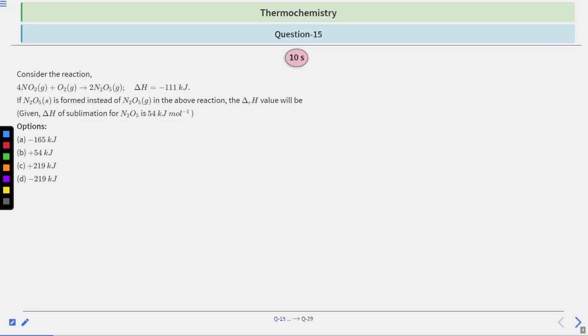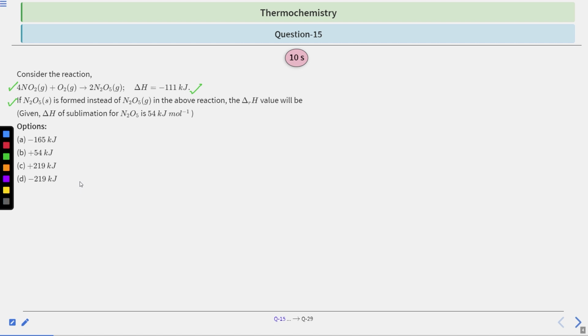Consider the reaction 4NO2 plus O2 gives 2 N2O5, and the enthalpy change for this reaction is minus 111 kilojoule. If solid N2O5 is formed instead of gaseous N2O5 in the above reaction, the reaction enthalpy value will be? Given the enthalpy change of sublimation for N2O5 is 54 kilojoule per mole. Options are minus 165 kilojoule, 54 kilojoule, 219 kilojoule, and minus 219 kilojoule.